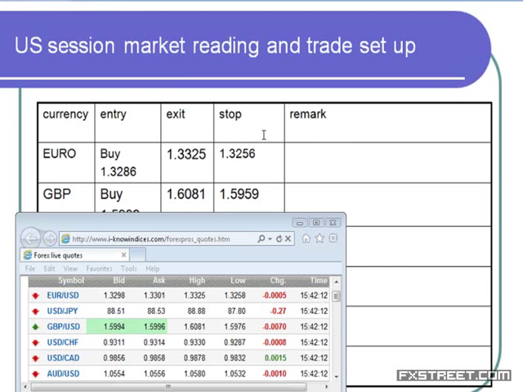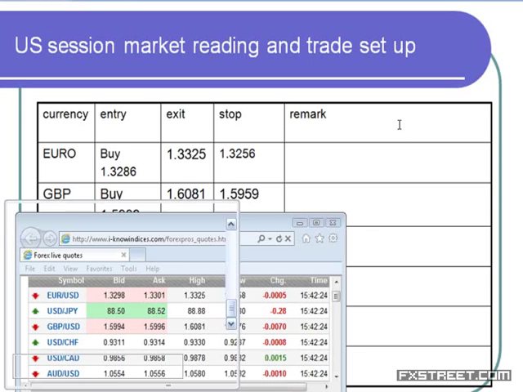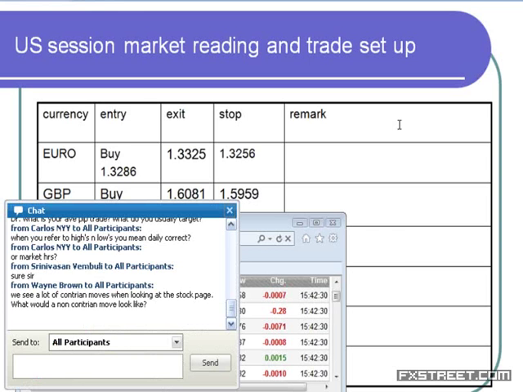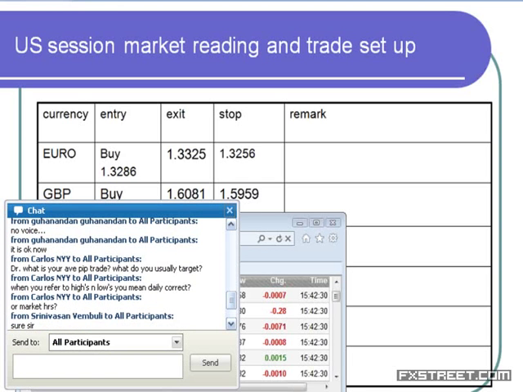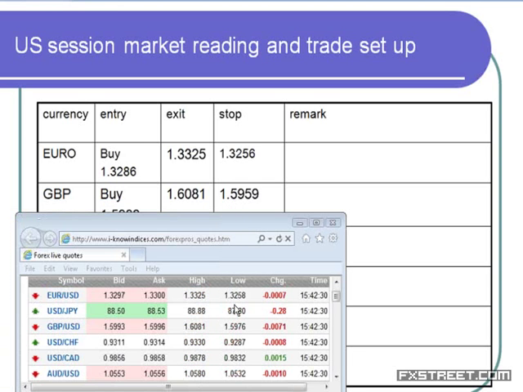What is your average pip trade? What do you usually target? Okay, I aim for 45 pips to start with. When the going is good, then I maximize to 75 pips. And in the event they make spikes and things like that, I make 150 pips, because I always enter closer to the low to buy.